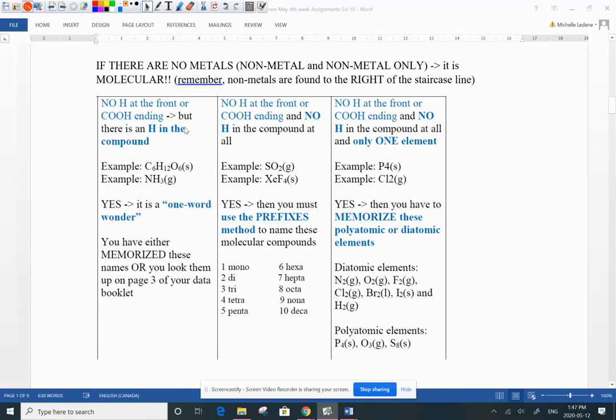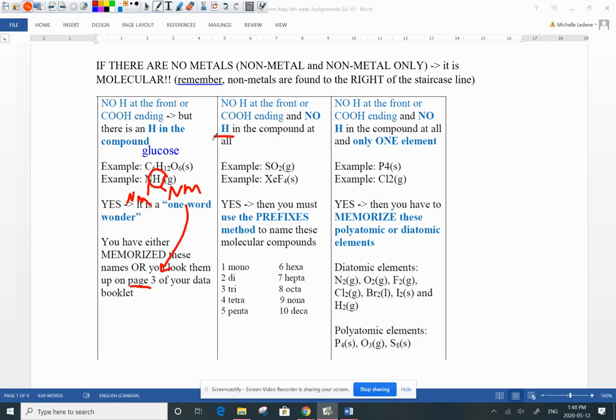So again, here's our rules for when we're naming molecular compounds. If there's an H in it or there's one word only, so like this guy, glucose, well, that's just one word. I know that I have to look that up on the chart on page 3 of my data booklet. Or if I see, well, here's nitrogen, and oh, I know that is a non-metal. And here's hydrogen. Oh, he's got a hydrogen in him, and hydrogen, remember, it acts like a non-metal. Then I have to look him up on page 3.